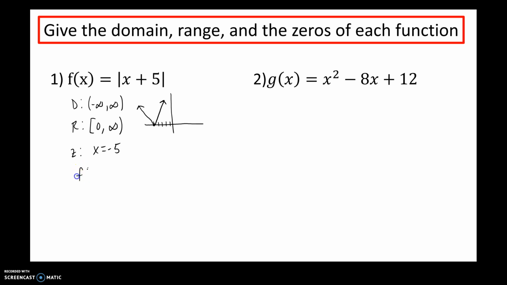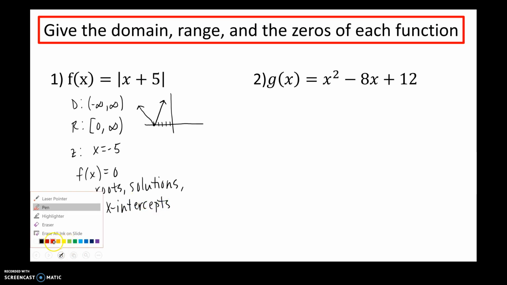Remember where zeros come from. It's where your function equals 0. But we also said 3 synonyms for that is your roots, your solutions, and your x-intercepts. So if we now have all these graphs of our parent functions, then all I have to do is look at where my graph intersects the x-axis, and that would be my 0.